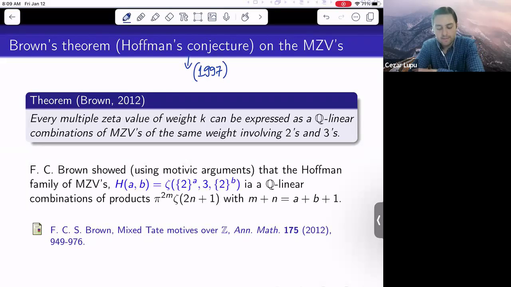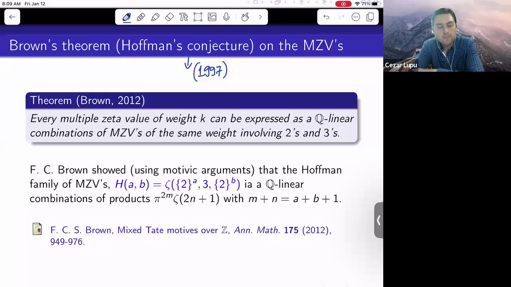The conjecture stated that every multiple zeta value of weight k can be expressed as a Q-linear combination of MZVs of the same weight involving twos and threes. So the only thing we need to know is what happens to MZVs involving twos and threes. The arguments used by Brown were motivic arguments, and you can find all this in his paper, which is called Mixed Tate Motives over Z, published in the Annals 12 years ago.